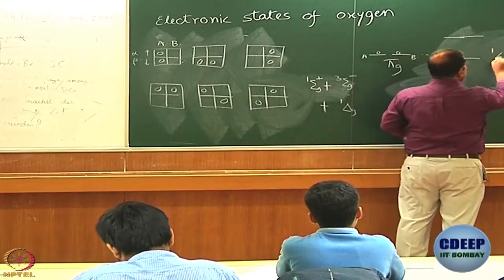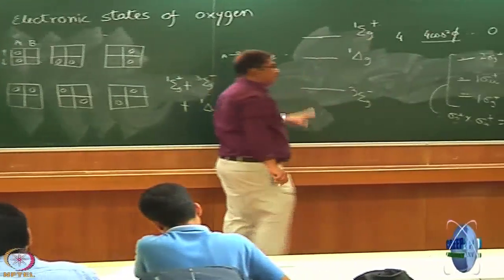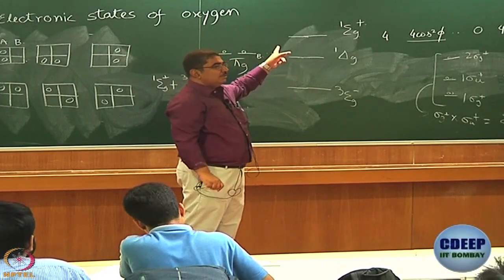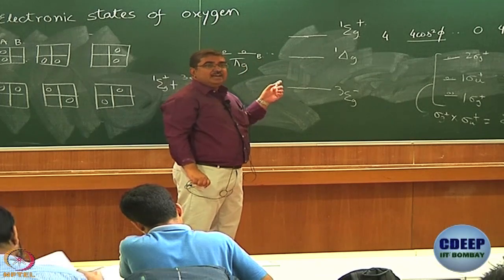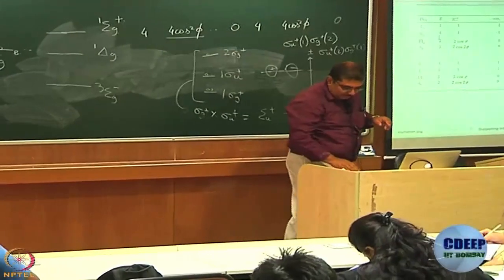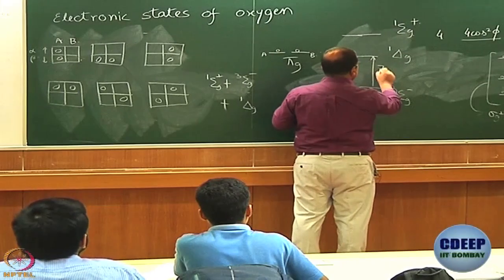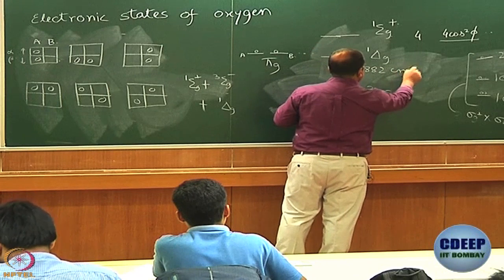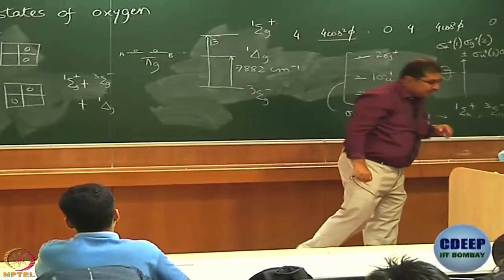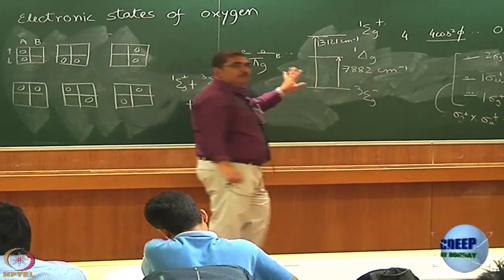So, this is what you have, singlet delta G and this is singlet sigma G plus. So, the ground state of oxygen is still triplet. The 2 excited states immediately higher in energy are still singlet. I will just write the energy values, you do not need to remember them: 7882 and 13121. This energy gap is 7882 centimeter inverse and this is 13121 centimeter inverse. We will come to the implication of these.